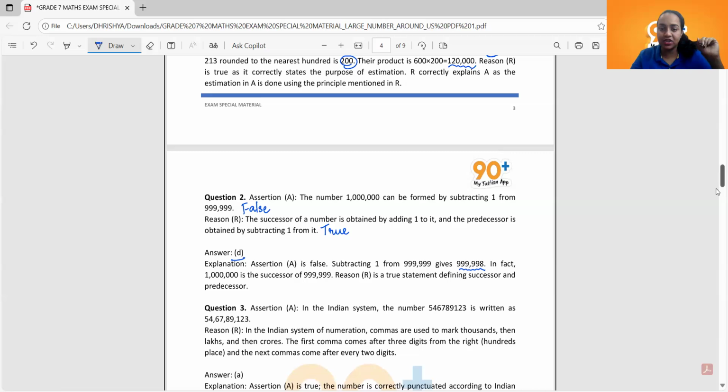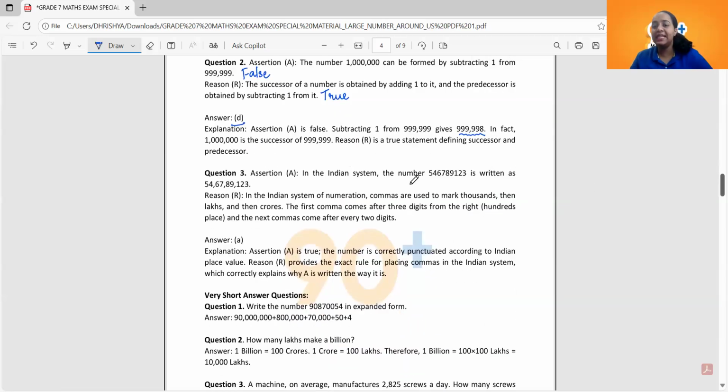Now, question 3. In the Indian system, the number is written like that. There is a comma placement. Isn't the comma placement right? That is how we do it in the Indian system, right? So that is true. What is the reason here? In the Indian system of numeration, commas are used to mark thousands, 10 lakhs, and then crores. The first comma comes after 3 digits from the right, and the next commas come after 2 digits. That's exactly how we place the commas. So the assertion is true and the reason is also true, and it's a correct explanation also. So the answer is A.